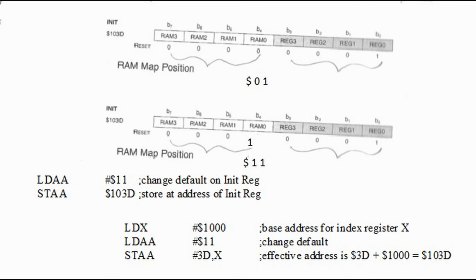And in this way, we could change the position of other things too, simply by running a little program and then putting that number on top of the position of the register, in this case 103D.